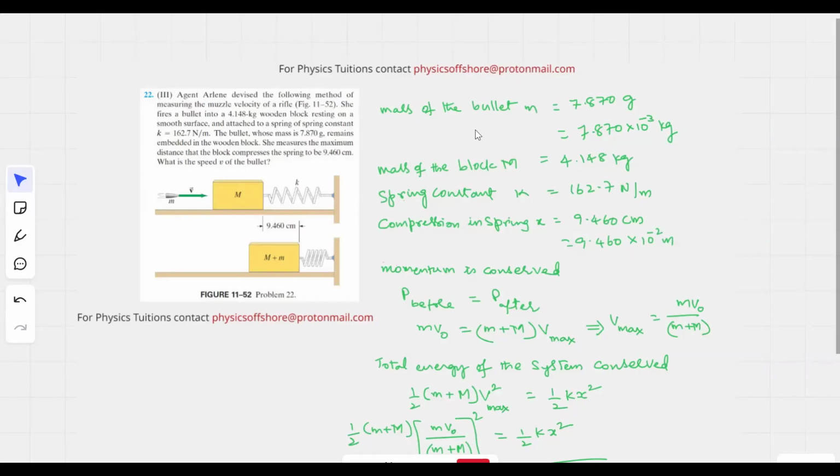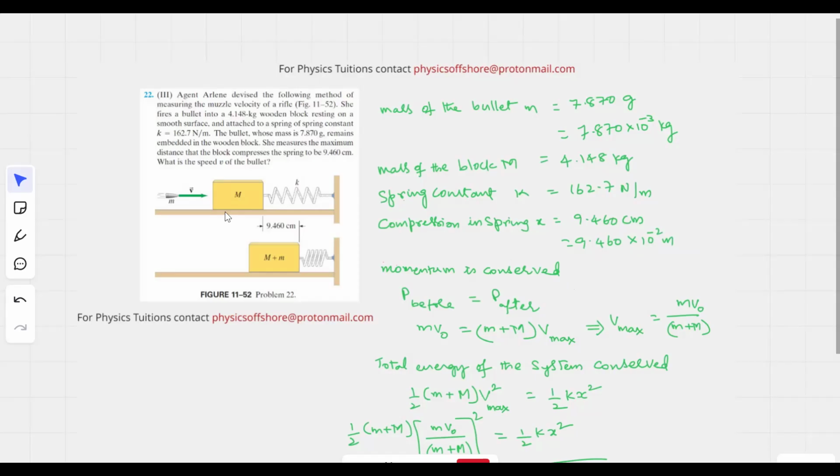So here the mass of the bullet is given to us as 7.87 grams. I converted it into kilograms. And then the mass of the block is 4.148 kilograms, and the spring constant is 162.7 Newton per meter. And then the compression in the spring is 9.460 centimeters. Again, convert into meters.